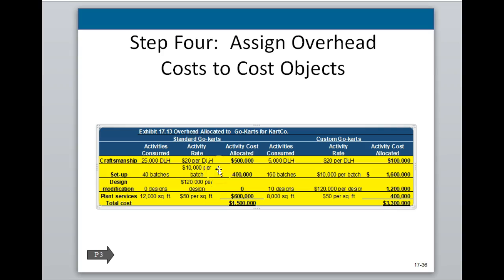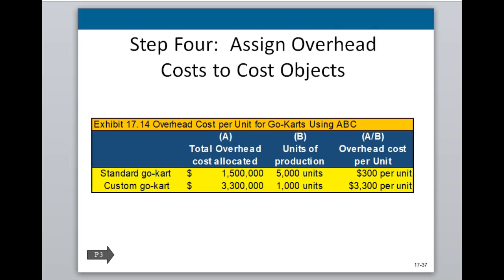So you multiply these out and come up with 1.5 million for the standard, and you come up with 3.3 million for the custom made. And this is where it gets interesting. We're going to divide it by the unit so I know how much per unit. So it's 300 per unit for the standard go-kart and 3,300 for the custom.